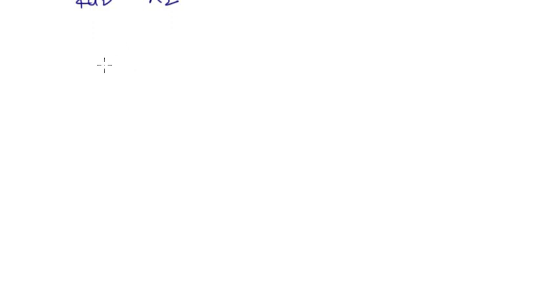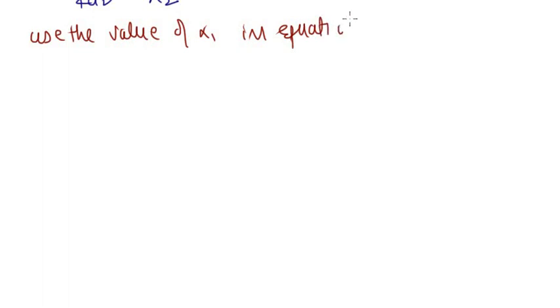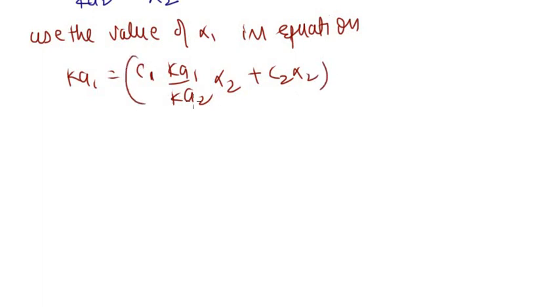Now if we use that alpha 1 that came out, if we put the value of alpha 1 in equation 1, Ka1 comes out to be C1 into Ka1 upon Ka2 into alpha 2 plus C2 into alpha 2, right? C1 alpha 1, C2 alpha 2, and alpha 1 we have put this value, Ka1 divided by Ka2 into alpha 2.